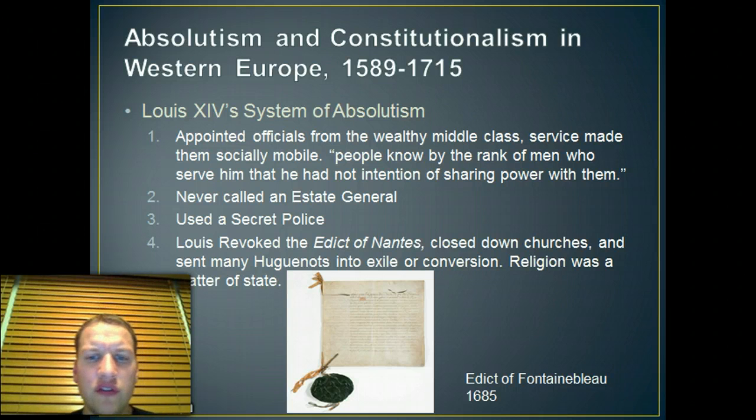So, under Louis XIV's system of absolutism, we are going to pick up on this in the next section of this video lecture looking at absolutism. We're going to examine how he was able to keep the nobility in order, how he was able to exercise his rule, and what are some of the changes that he made. And we're going to highlight the revocation of the Edict of Nantes and the Edict of Fontainebleau of 1685. We'll pick up in just a minute.